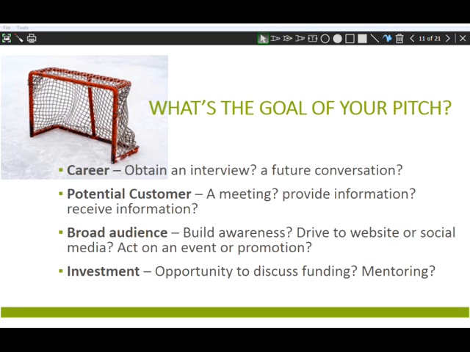And then lastly, some of the goals that you may have for investment is getting an opportunity to discuss funding with them, or maybe getting with someone who's a great business person and obtaining some mentoring, and then maybe potential funding will come from that as well. So there are a variety of things here that you want to think about in terms of your goal when you're getting ready to create your pitch.